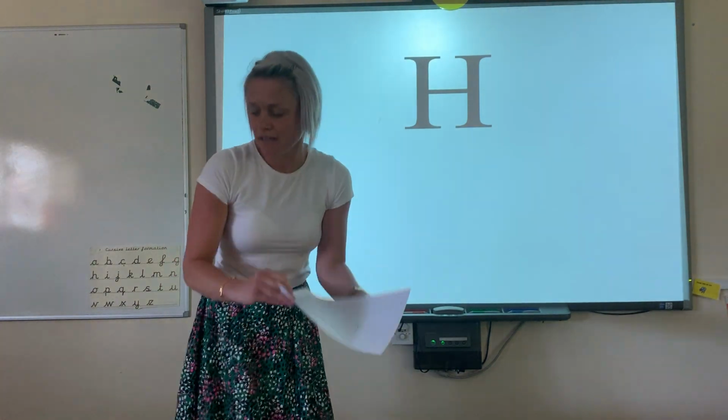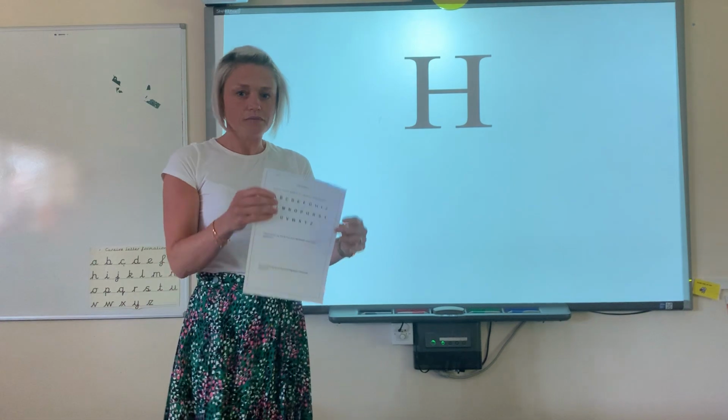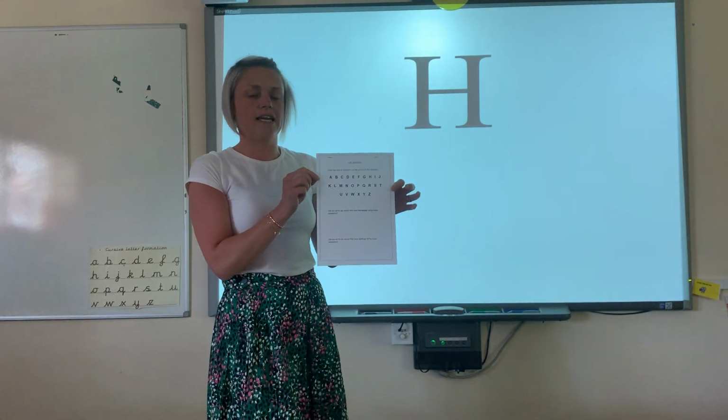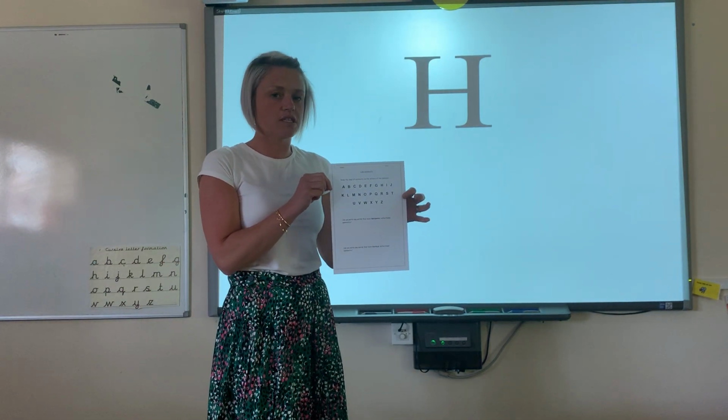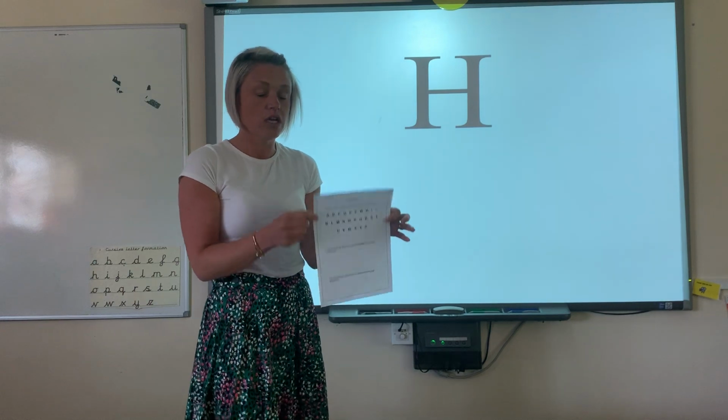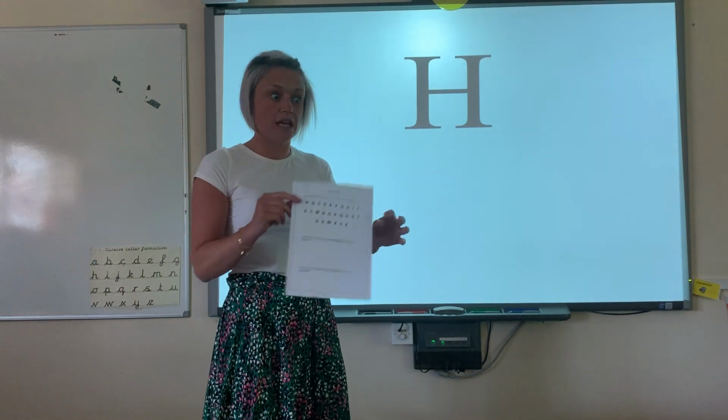Once you've done that, then you're going to move on to this sheet, and this is investigating the alphabet but still with lines of symmetry. So we're just going to look at some examples together now.